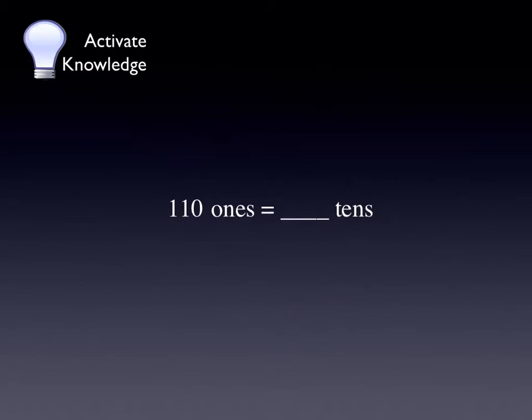Alright, back to a little more fluency. It's kind of a review from yesterday. 110 ones equals 11 tens. 120 ones equals 12 tens. 170 ones equals 17 tens. 270 ones equals 27 tens. 670 ones equals 67 tens. 640 ones equals 64 tens. And 830 ones equals 83 tens.